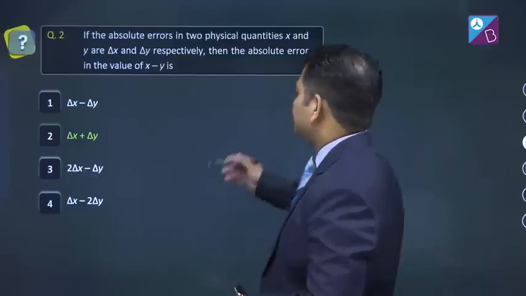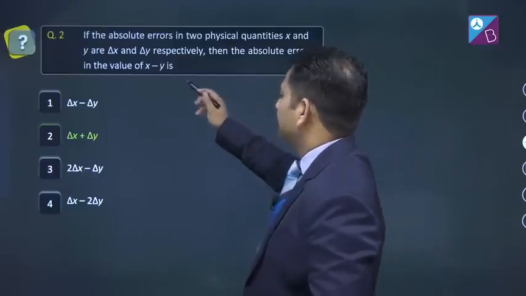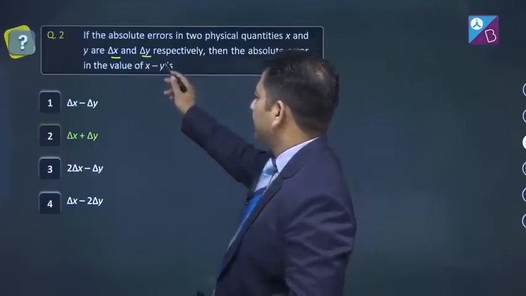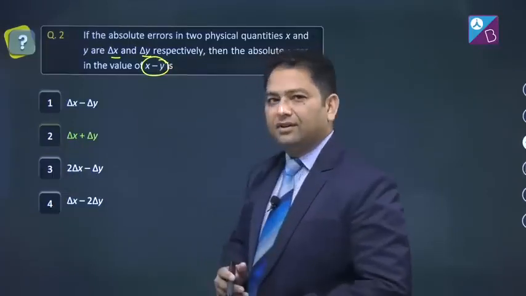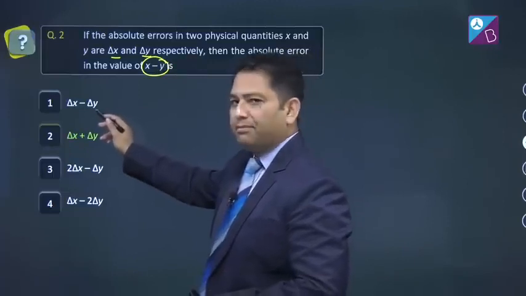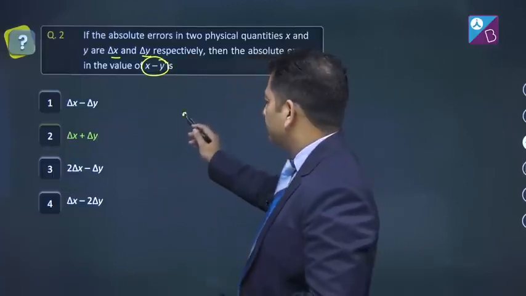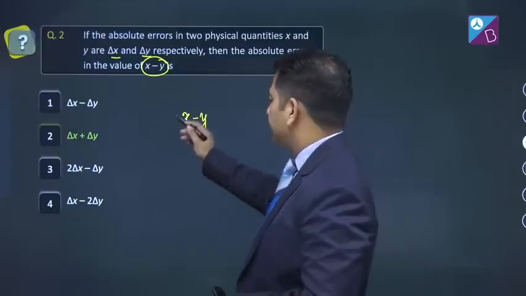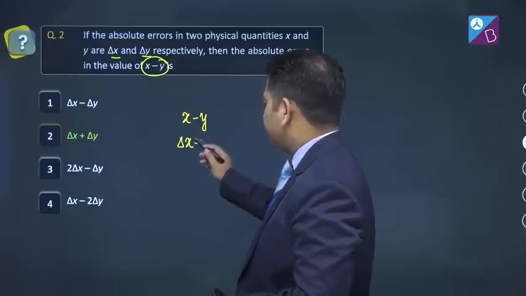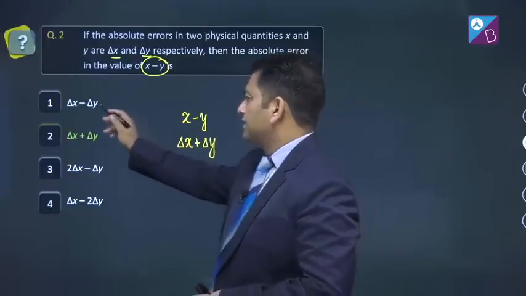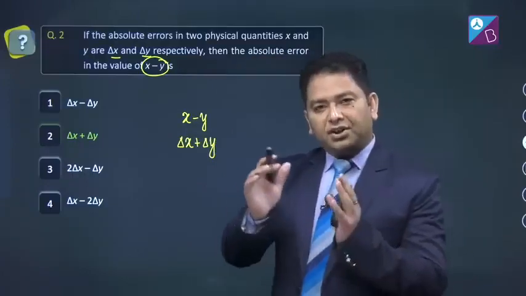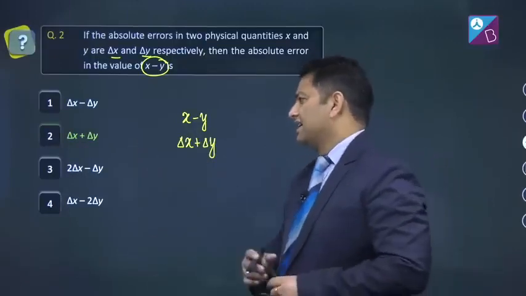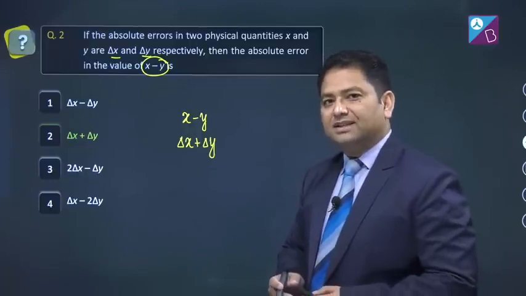क्या कहता है question? Absolute error in two physical quantities x and y are delta x and delta y. और हमें calculate करना है absolute error in subtraction. Be careful. यहाँ पर there is one trap. ध्यान देना, quantity subtracted जरूर है, but when you talk about the absolute error in this quantity, it is still added. जैसे कि मैंने कहा था, this could be a trap. So if you were misconcepted in this particular thing, ensure that you correct it. तो देखिए सही option आ गया, option number 2, delta x plus delta y.